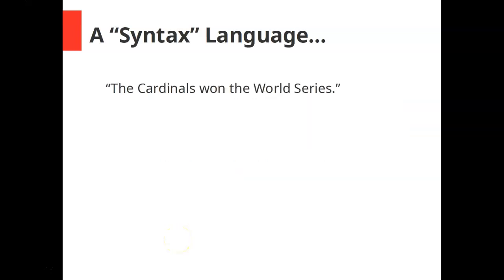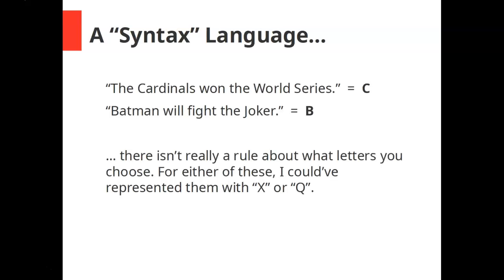Okay, so here is a simple sentence, just a sentence in everyday language: the Cardinals won the World Series. If I wanted to represent that in our syntax language, I would just use C. Straightforward enough. If I wanted to represent Batman will fight the Joker, I might just choose B, the capital letter B. It is worth pointing out, there's no rule about what letters we choose. For either of these, I could have chosen X or Q.